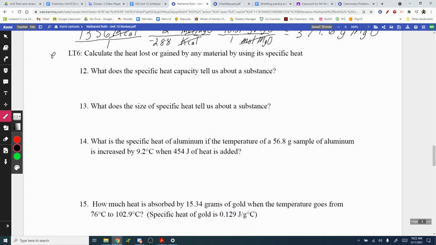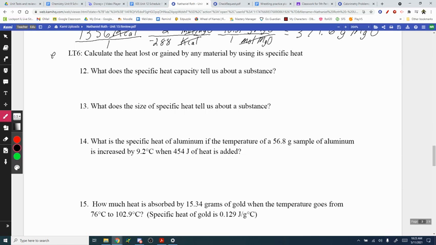All right, so next, the specific heat tells us about a substance. The specific heat tells us the amount of energy required to change 1 gram of that substance by 1 degree Celsius. So in a little bit more simplistic terms, it tells us how easily, quickly, and efficiently energy can transfer through that substance. If it's a large specific heat, that means it is difficult to change the temperature of the substance. So a lot of energy is required to change the temperature of the substance.